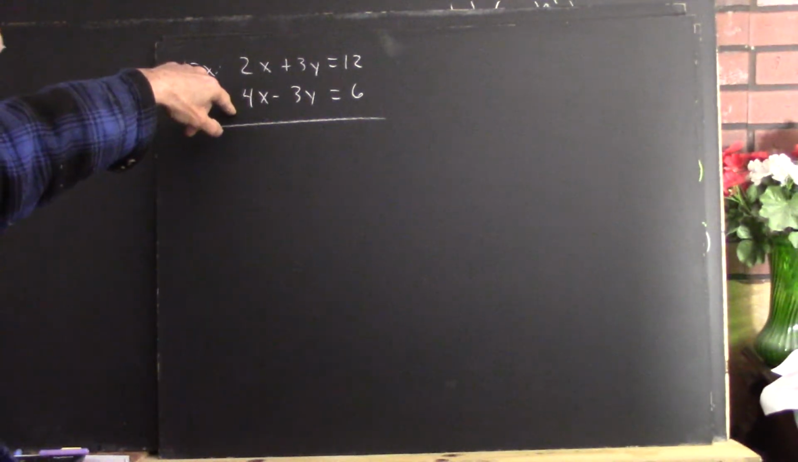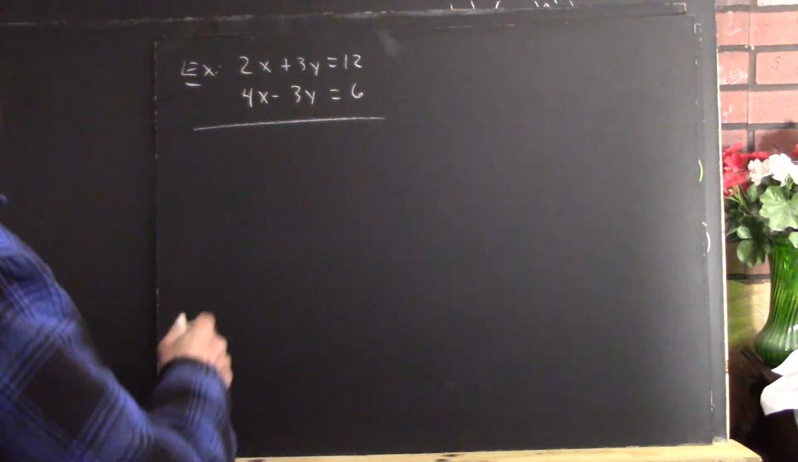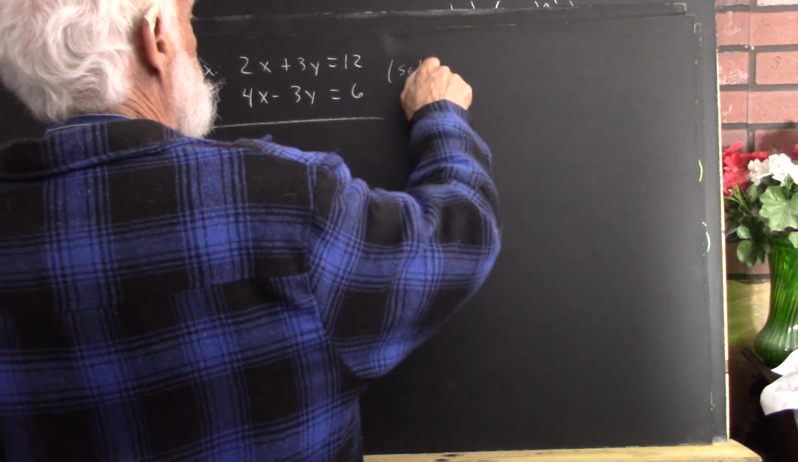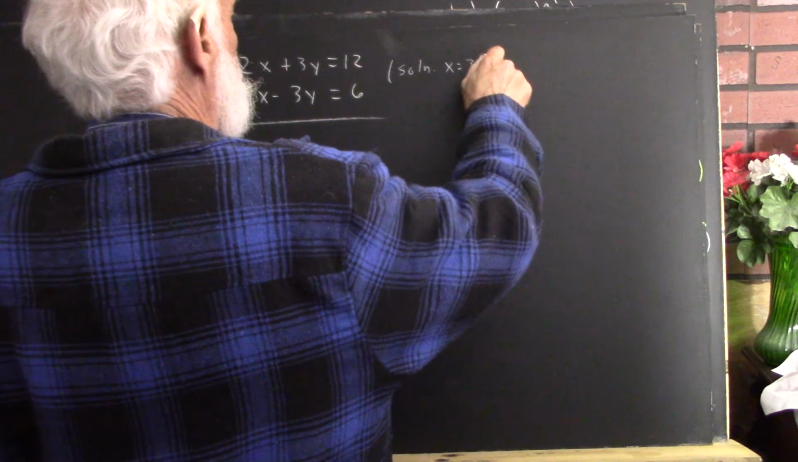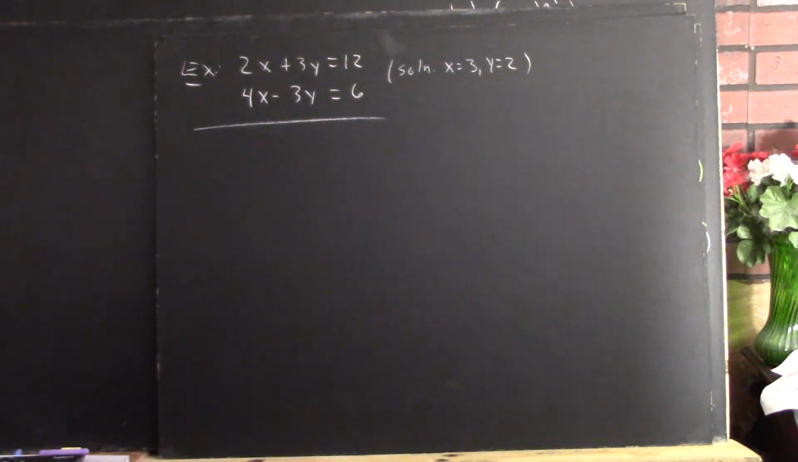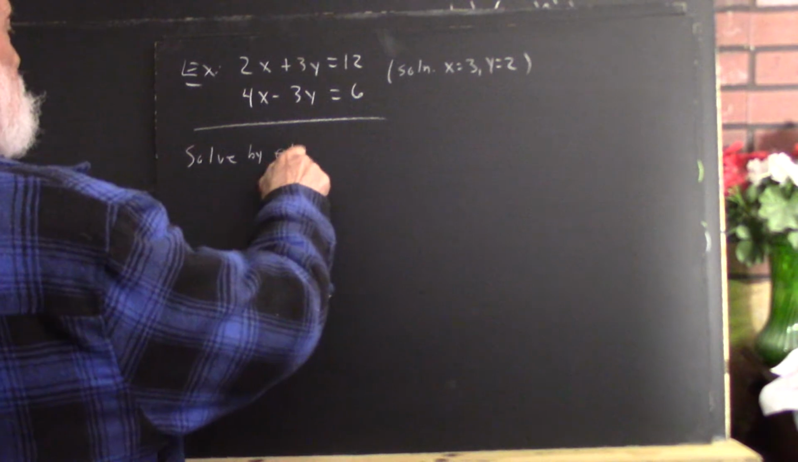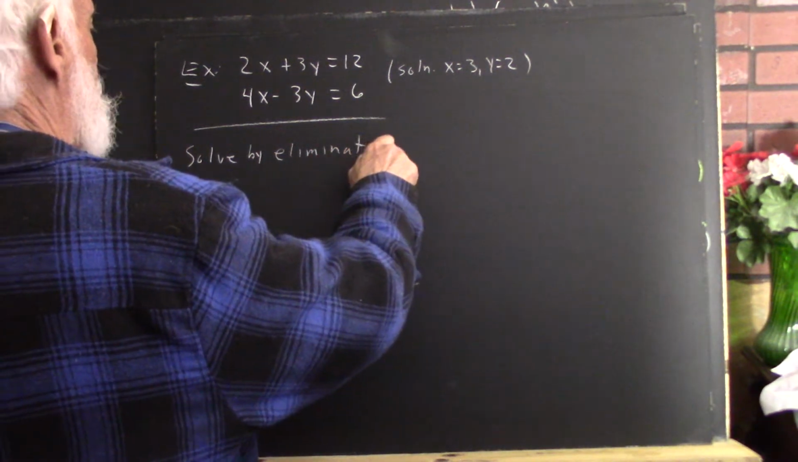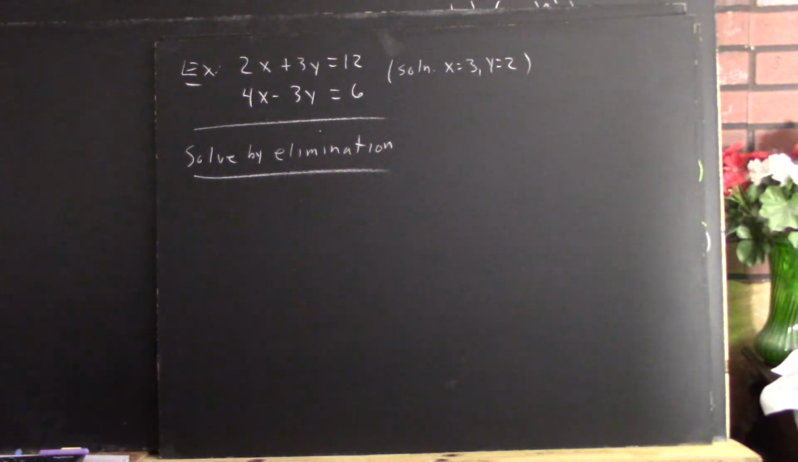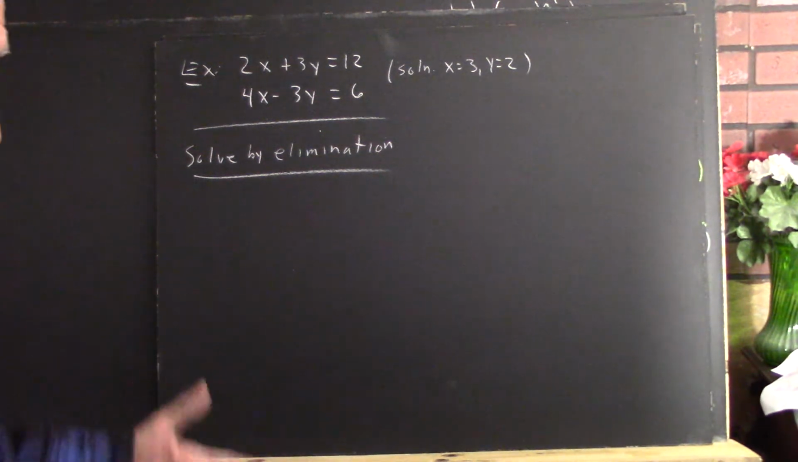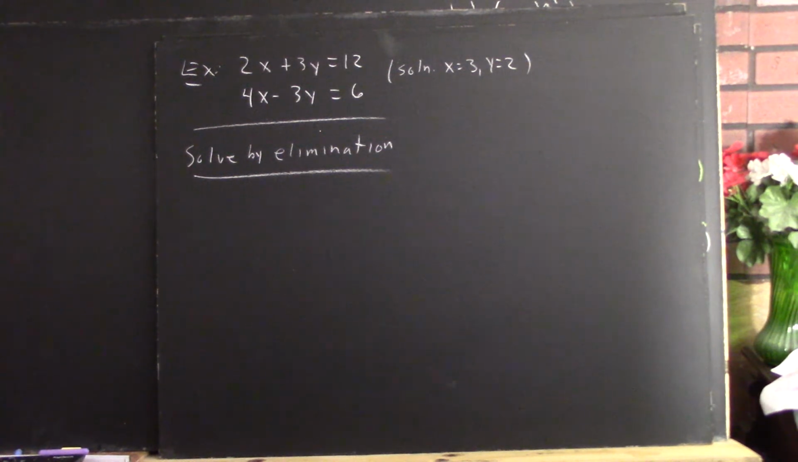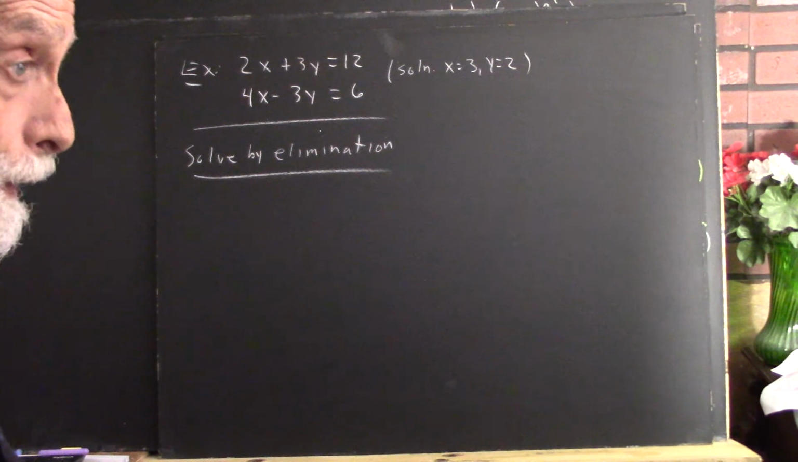Okay, another example. Same equation we started with, and we remember the solution is x equals 3, y equals 2. We solve this system by what we call elimination. And it turns out that in this case the system is very easy to solve by elimination.